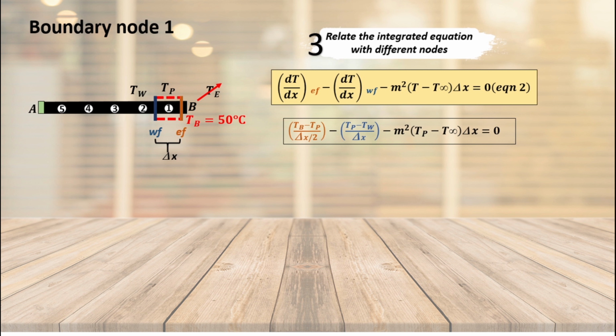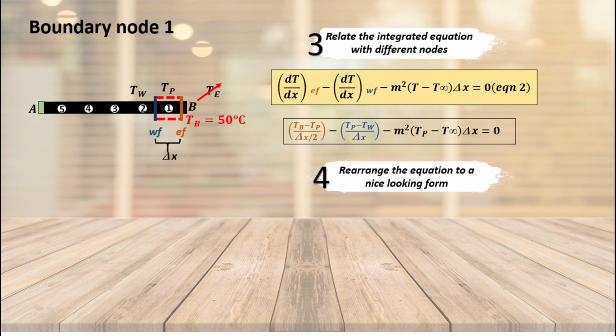Now we can write equation 2 in this form, where dT over dx at the east face is equal to Tb minus Tp over half of delta X, because this is at the boundary. And dT over dx at the west face is the same as before, which is equal to Tp minus Tw over delta X. The rest of the equation stays the same.